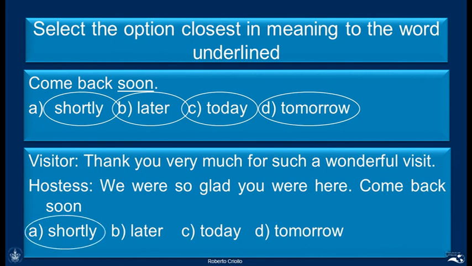It could not be later, it could not be today, it cannot be tomorrow, because the person went to a restaurant, to a place, and of course when the hostess says come back soon, it means come back in a short period of time. It doesn't mean come back later, or come back today, or come back tomorrow. It means come back shortly. So in this case, by adding a context with the dialogue, we have improved our multiple choice item. Now there is only one correct answer.